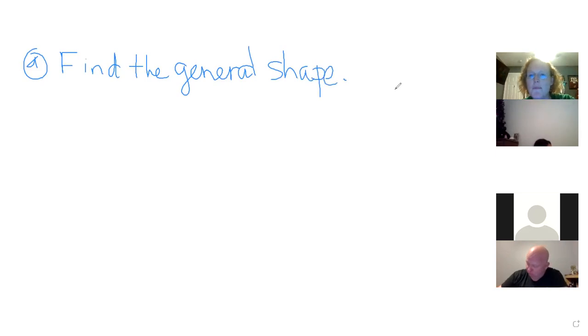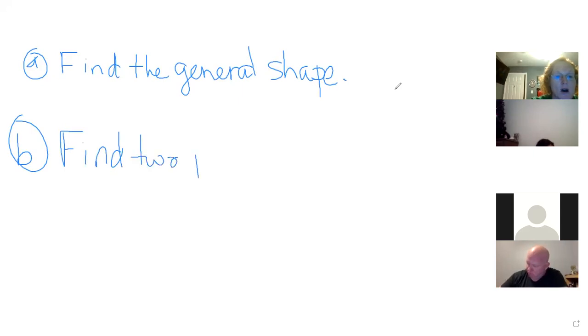For every single time, I will just call this part A. They will say, find the general shape. And that's the thing we're going to be picking in just a minute. And then for part B, it's going to say, find 2 points on the graph.